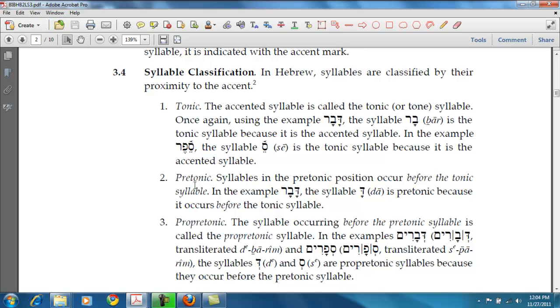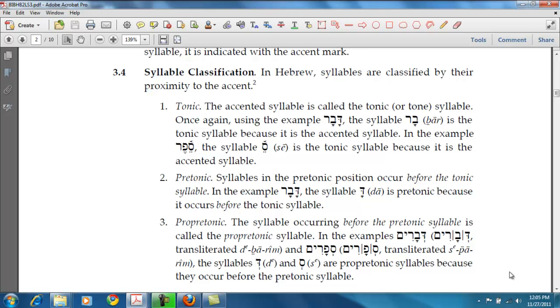Now the second syllable is called a pretonic syllable. These syllables in the pretonic position occur before the tonic syllable. An example, davar: the syllable da is pretonic because it occurs before the tonic syllable. So remember, we're reading from right to left. Da is the first syllable, var is the second syllable. So going from the tonic syllable, which is the var, we go to the right. That is the pretonic syllable, da.